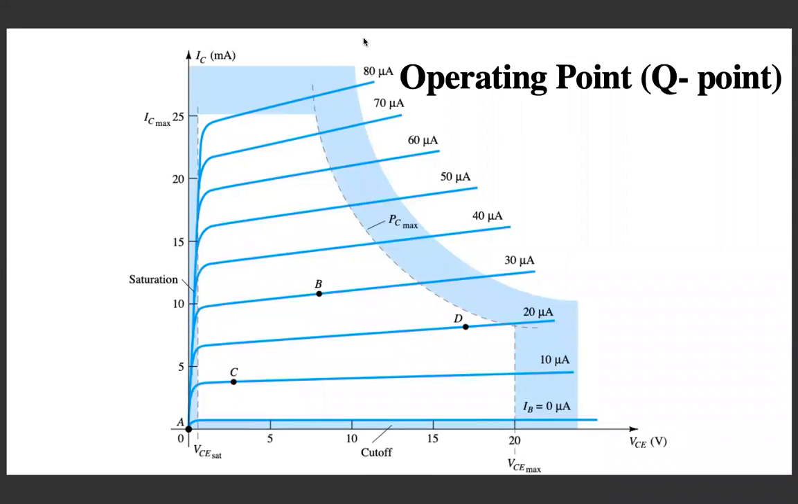So this is a output characteristic curve of transistor. On one axis we have VCE and on one axis we have IC.